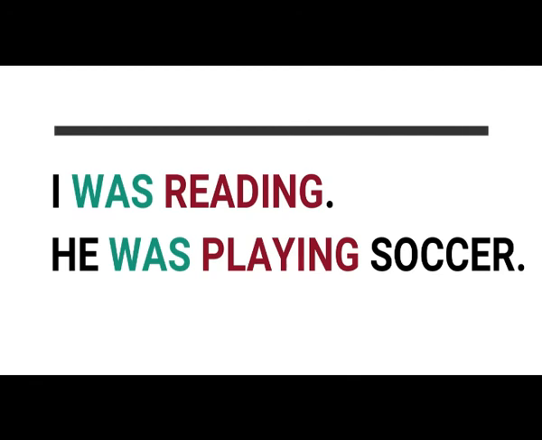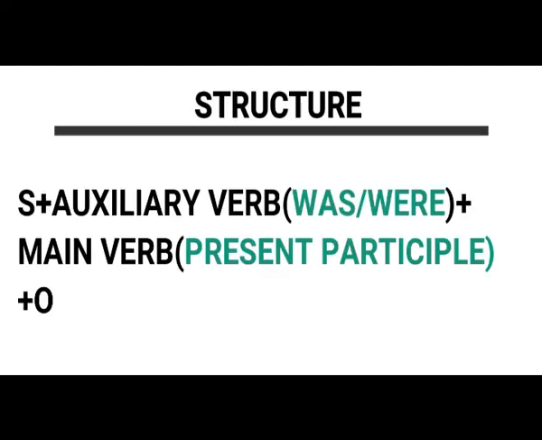If you see the examples, I was reading and he was playing soccer. In both of these sentences, I've used the auxiliary was and then I've used the present participle, reading and playing. So after the subject, we use the auxiliary was or were according to the subject. Was for singular subject and were for plural subject. And then the main verb, that is the present participle, ing form of verb, and then the object.